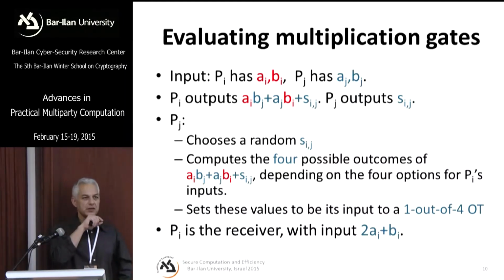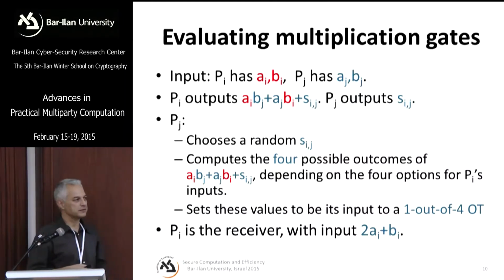Now I mentioned here 1 out of 4 Oblivious transfer. Before we only talked about 1 out of 2 Oblivious transfer, but you can actually implement 1 out of 4 Oblivious transfer using 1 out of 2 Oblivious transfers.